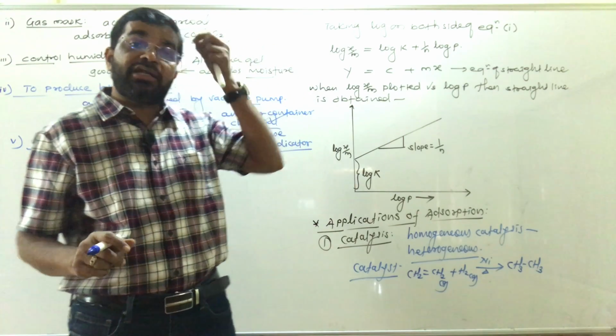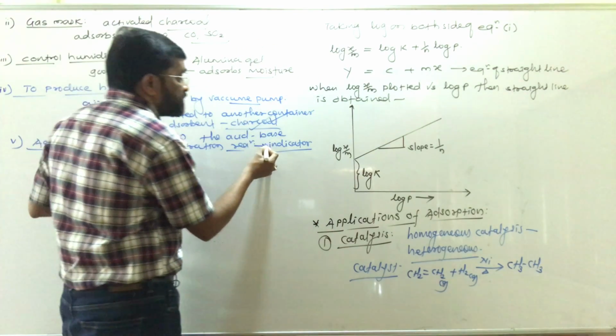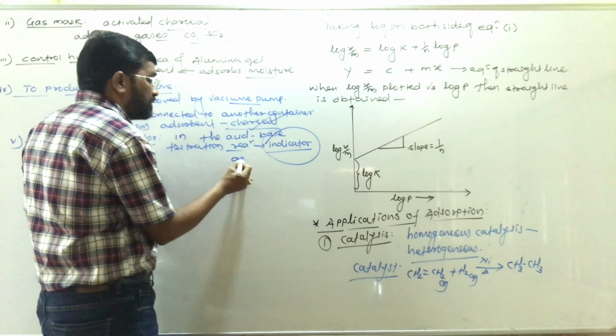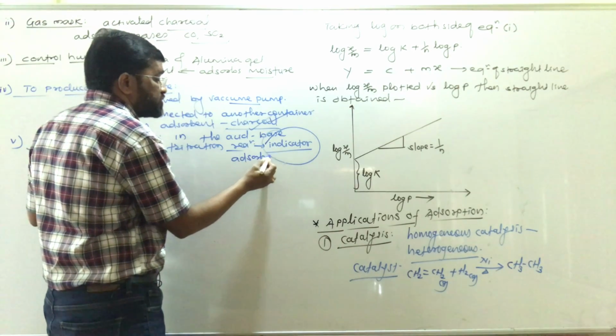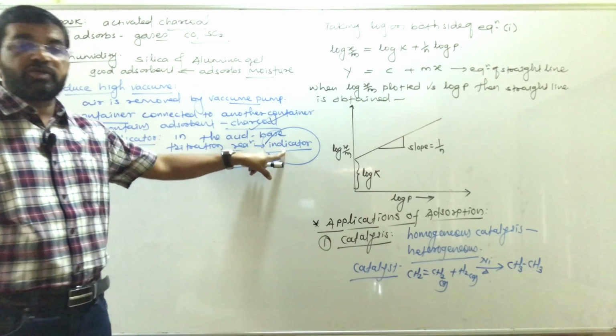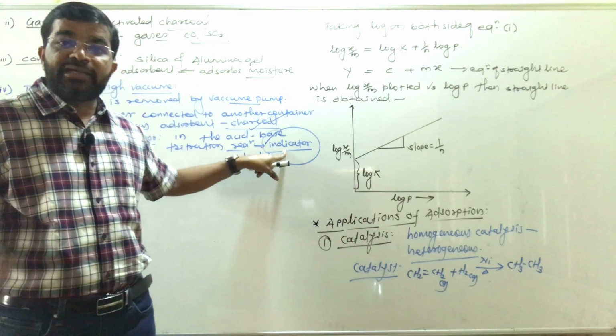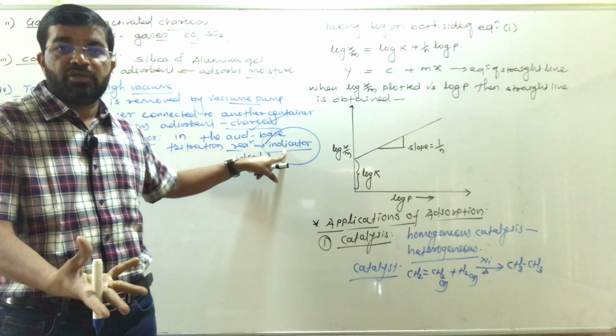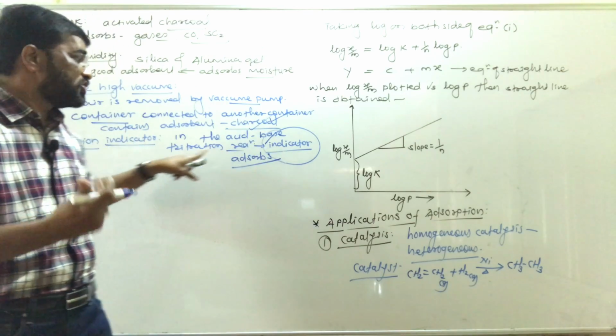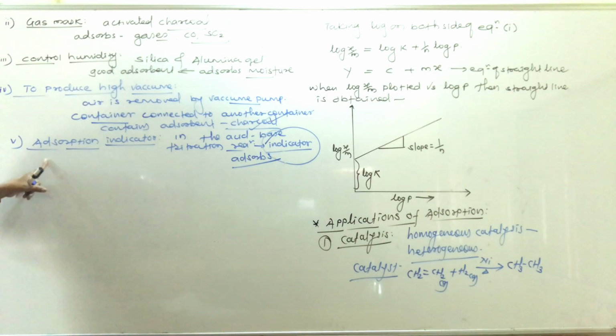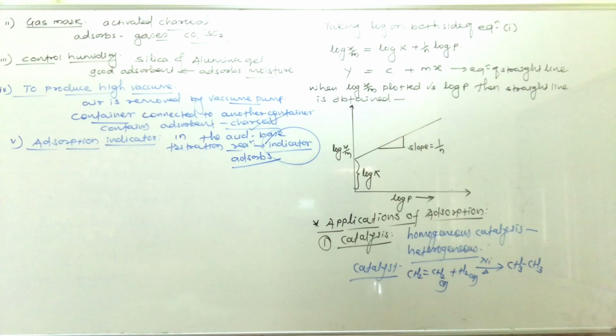So how does it indicate? That substance gets adsorbed on the surface of this indicator, and it shows the color change. So in that process there is use of the adsorption indicator.